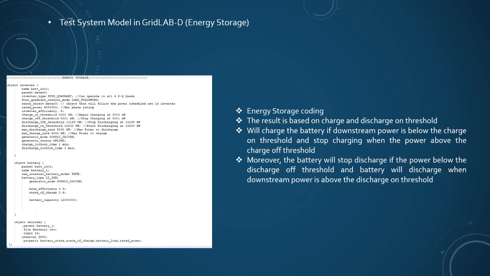Next is energy storage. This is the coding for energy storage. The result is basically based on the charge and discharge on threshold. The energy storage will charge the battery if the downstream power is below the charge on threshold and stop charging when the power is above the charge off threshold. Moreover, the battery will stop discharging if the power is below the discharge off threshold, and the battery will discharge when the downstream power is above the discharge on threshold.